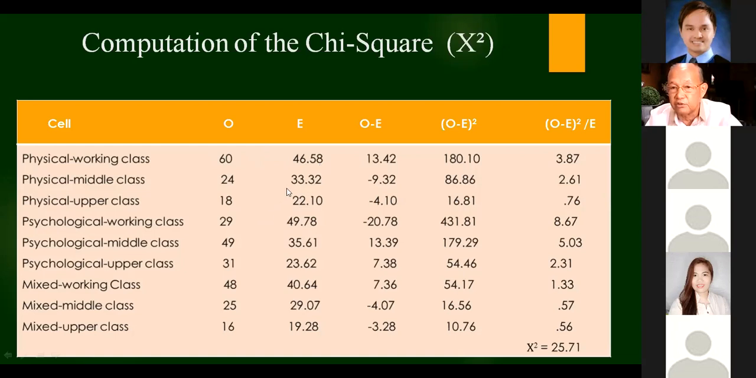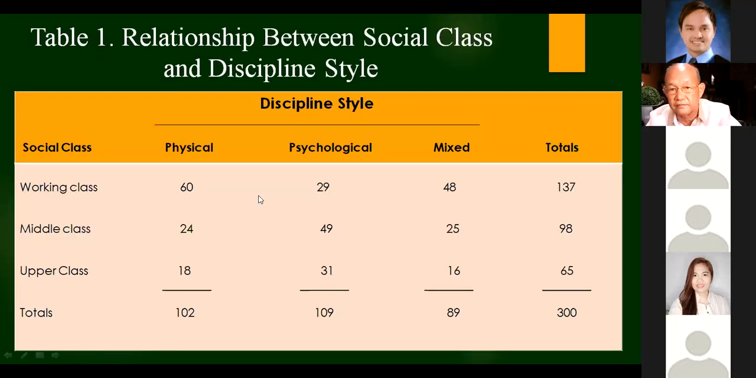Okay. Itong 33.32, saan galing yan? Ito katapat ng 24, ha? Balik tayo ulit sa table. Ayan. Ito yung 24. Pag-assign tayo ng expected. Again, total frequencies of the rows is 98.